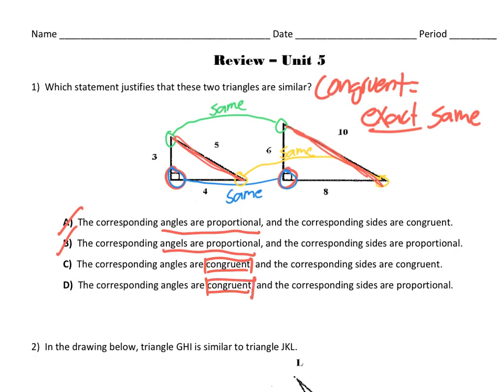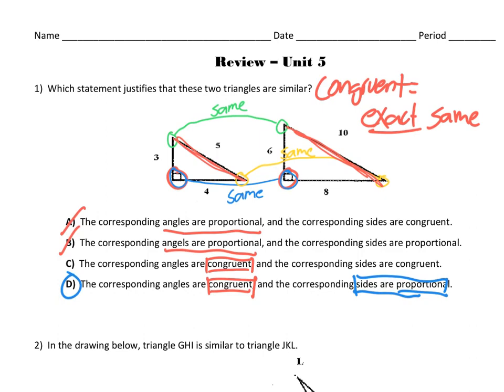Now the sides are not congruent. You can look at the numbers. They are not congruent. They are going to be what is called proportional. So our sides will be proportional. Sides are proportional. In fact, if I were writing notes, that is exactly what I would write down.